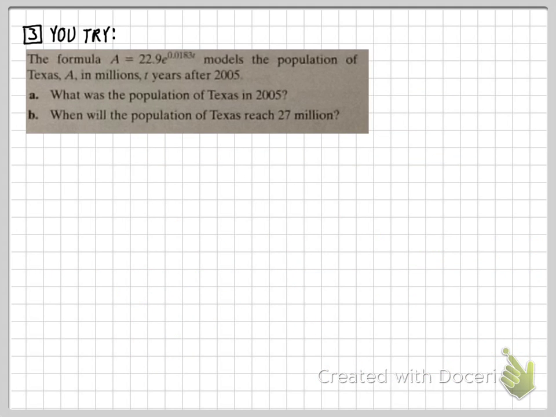Alright, here's a U-try. We're going to look at the population of Texas. It's going to be very similar to the last problem. If you understood that one, you should have no problem with this one. In case you have a little trouble reading that, it's A of t equals 22.9, and then it's e to the 0.0183 t. Okay, see if you can answer the first question.